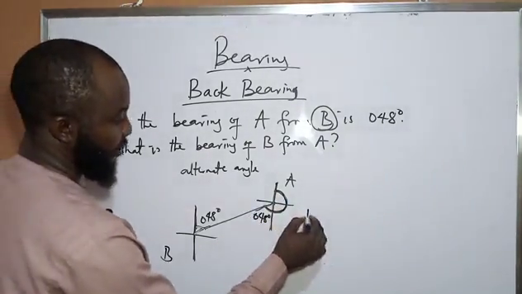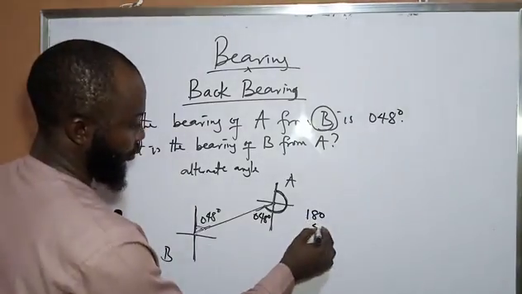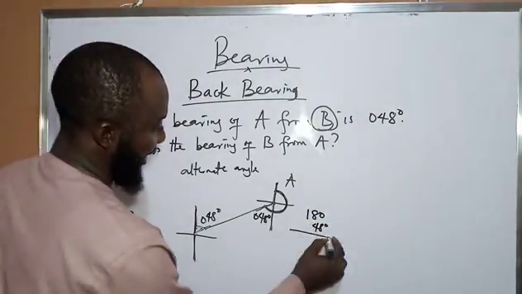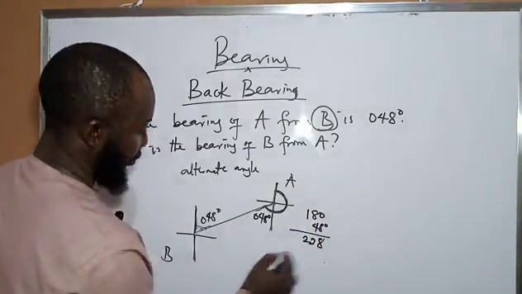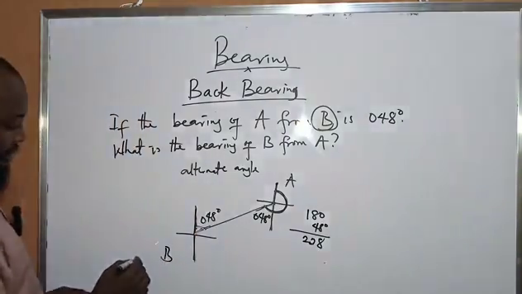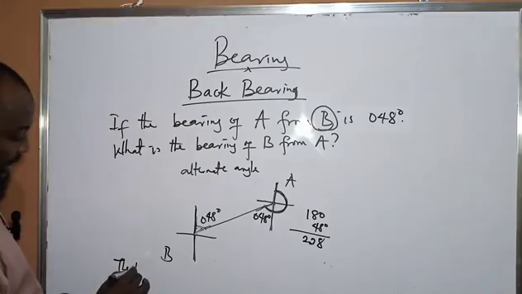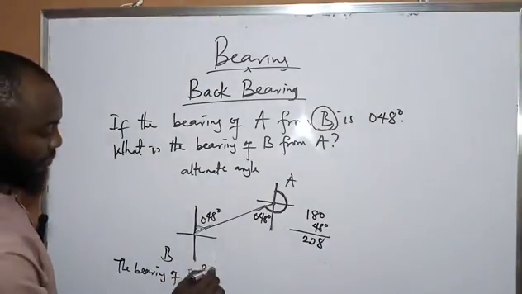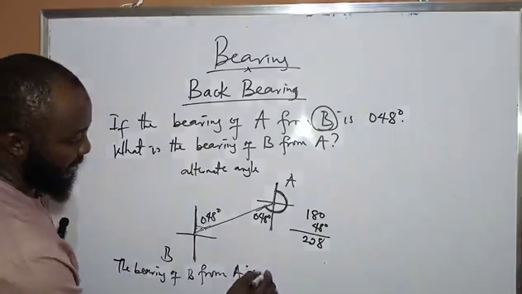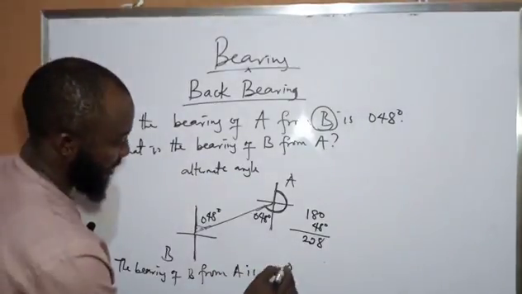180. So 180 plus 48 degrees gives 228. So that means the bearing of B from A is 228 degrees.